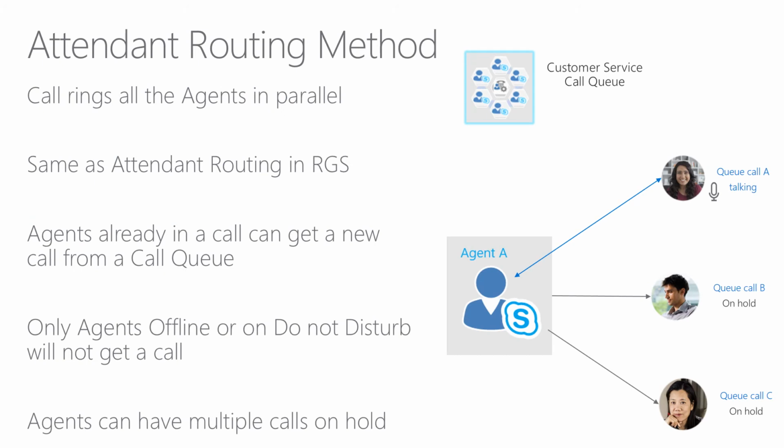So we use the tenant routing method. What does that mean? It means that as soon as a call comes in, all agents see there's an incoming call. If you're already in a call, you still get a new call notification. Only if an agent is offline or on Do Not Disturb will you not be offered a call. You can have calls on hold, and you can actually have multiple calls on hold.